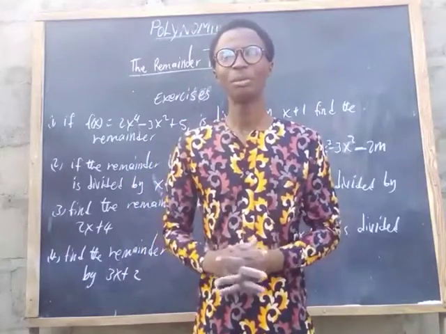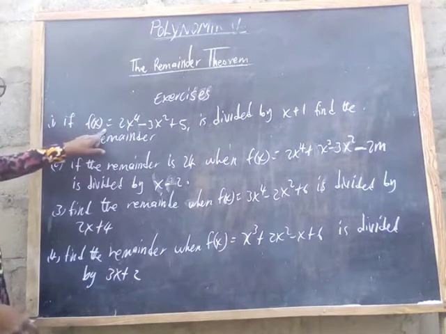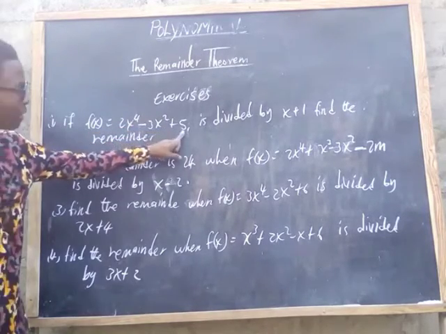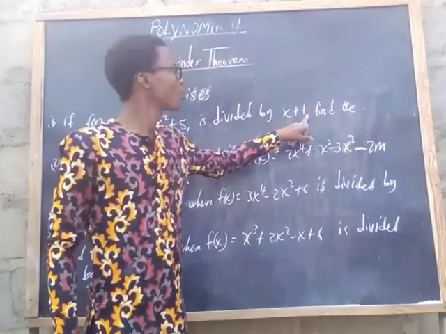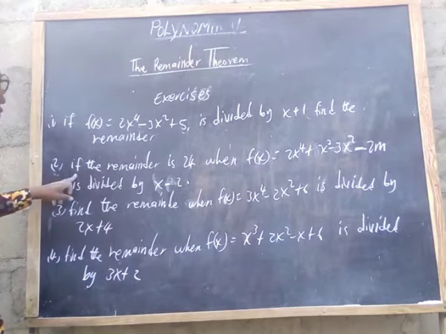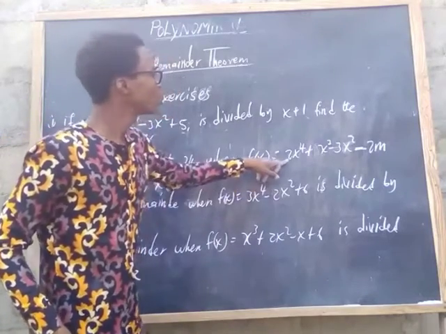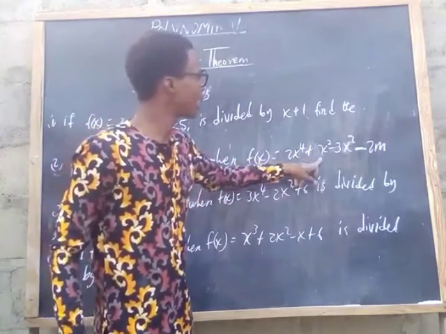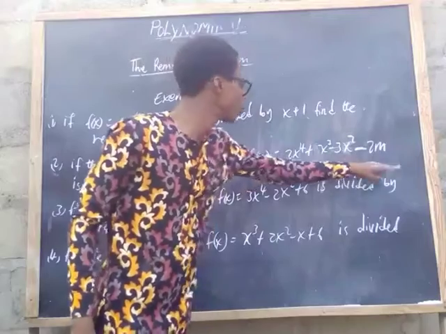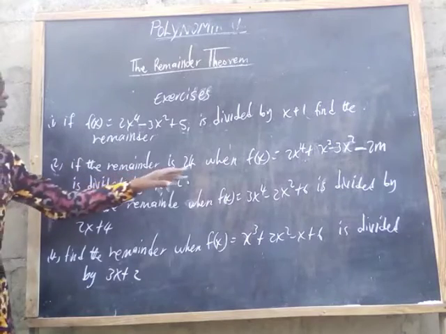And now we move to exercise. So we say exercise 1, right? If f of x is equals to 2x fourth minus 3x squared plus 5 is divided by x plus 1. Find the remainder. You see? Exercise 2. If the remainder is 24, here they give you the remainder, when f of x is 2x fourth plus x cubed minus 3x squared minus 2m is divided by x minus 2. You are supposed to find the value of m.